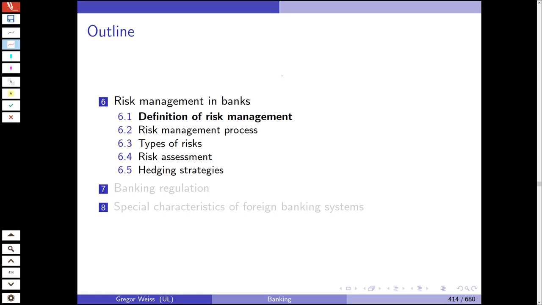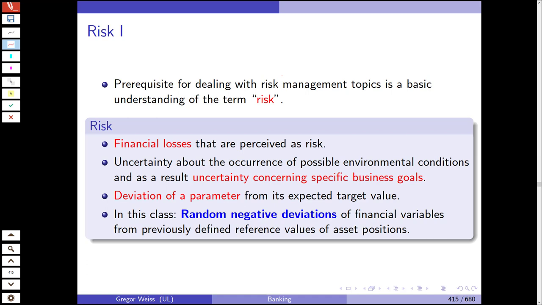So let's start out with a definition of risk management, and for that we need to define what risk is. Risk is usually, at least in our context, understood as financial losses. If you look at it more generally, risk is always the uncertainty about the occurrence of something adverse happening, something that is undesirable. And more generally, we could say the occurrence of possible environmental conditions as a result, uncertainty concerning specific business goals.